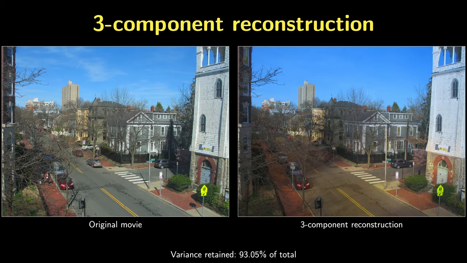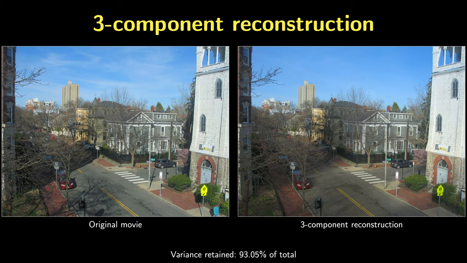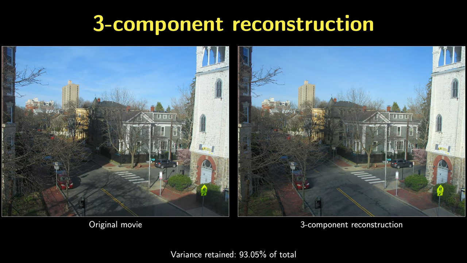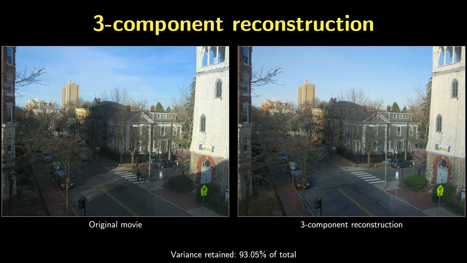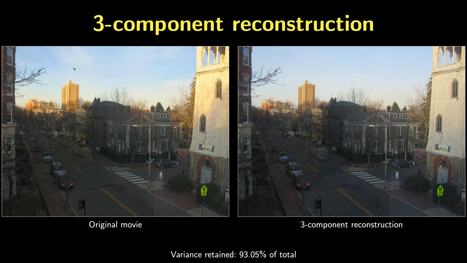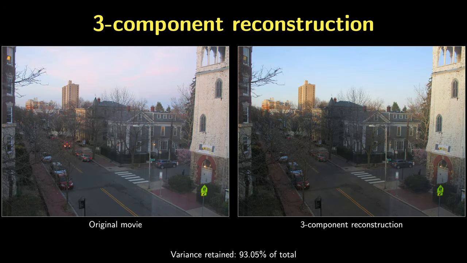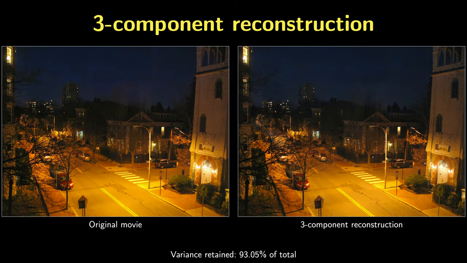So we can generalize this now to more components. Here, I'm going to show the original movie again on the left, and now I'm going to show the three component reconstruction. So every image on the right here is made of the mean plus some contribution from those three most significant principal components. And together with those three components, we retain 93.05% of the total variance in the data set. If you play this movie, then we can definitely see that more nuance is captured in the right frames. We see that more of the colors are captured correctly, although still many fine details such as cars and people are not visible.